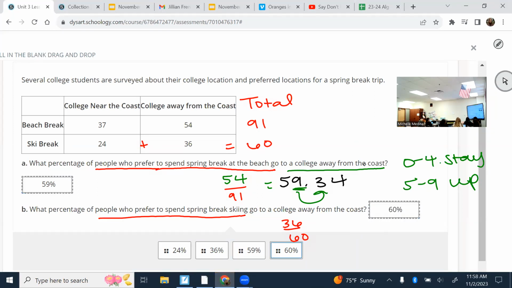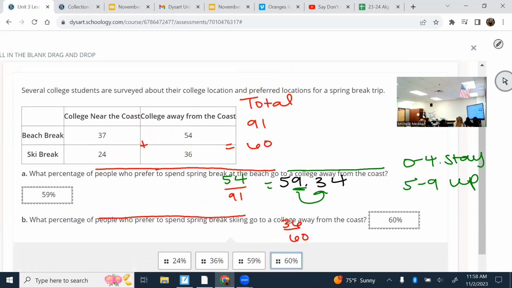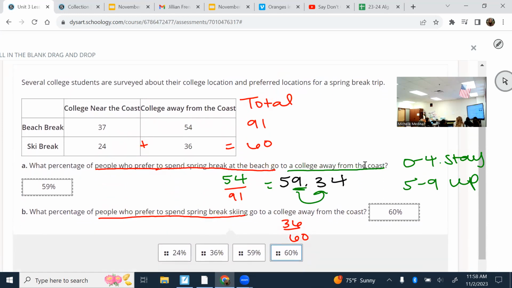Let's make sure that's right on our key. And occasionally there's errors. If you think I made a mistake, sometimes I do, but that is right. 59% and then 60%. All right, other questions from any unit 3? Jaden? Number 3 on this one.